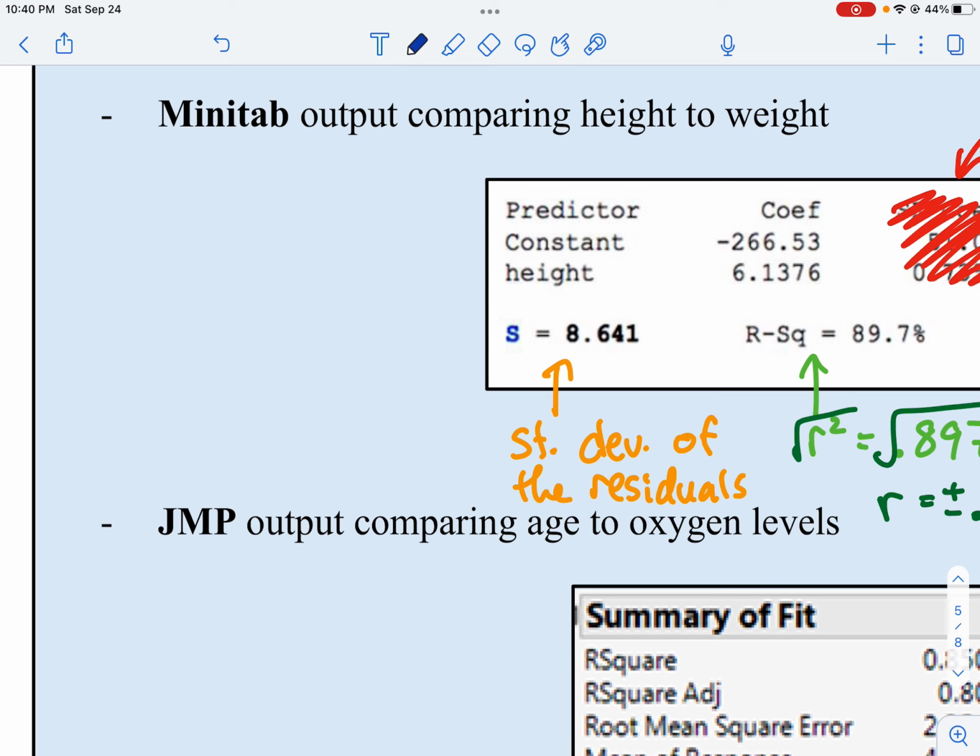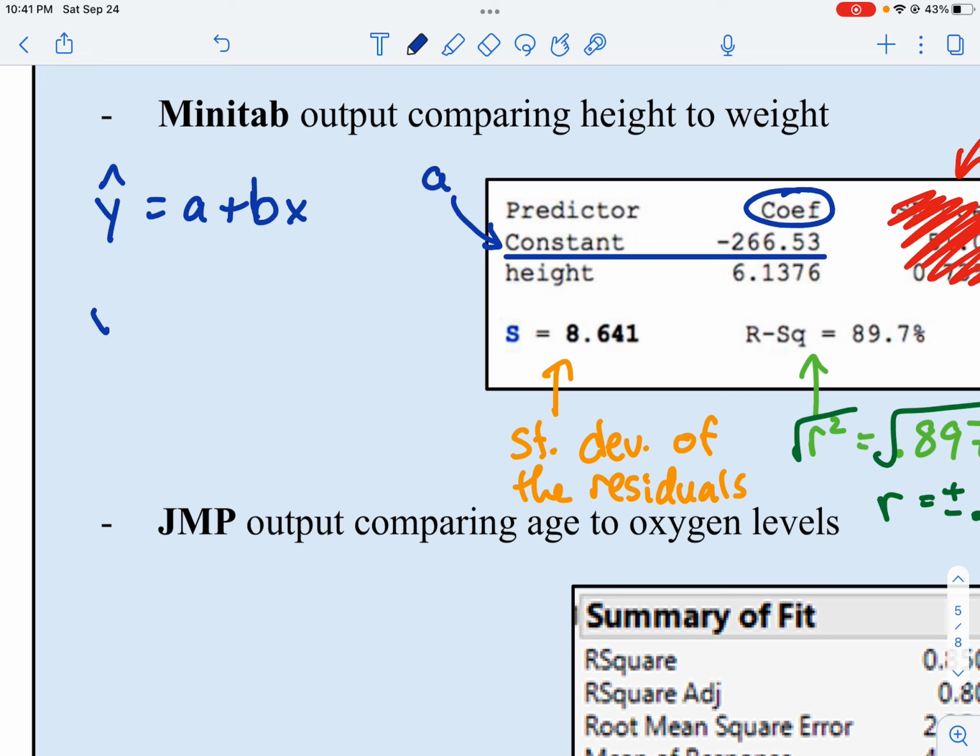Now, if I go back to our y equals a plus bx, one of these terms is called the constant. The constant is the term without a variable. Technically it does have one. It would be like a x to the 0. Well, x to the 0 is just 1. A times 1 is just simply a. So what this is saying is that the coefficient of the constant term is negative 266.53. This right here is my a.